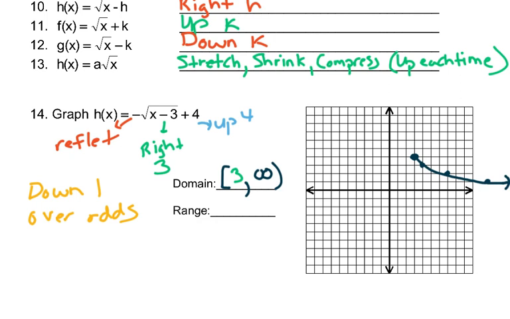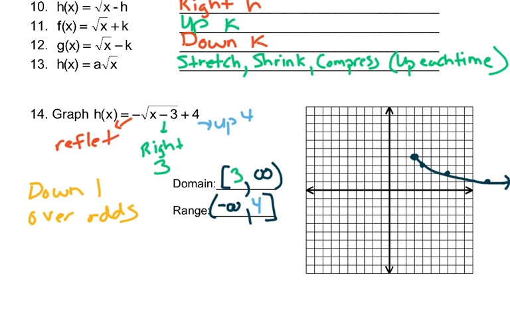Now my range is my up and down. So my lowest point, this arrow is going down, so my lowest point is going to be at negative infinity. My highest value is when y is 4. Once it's actually touching 4, we put a bracket on 4.